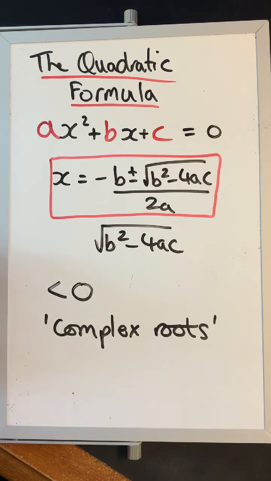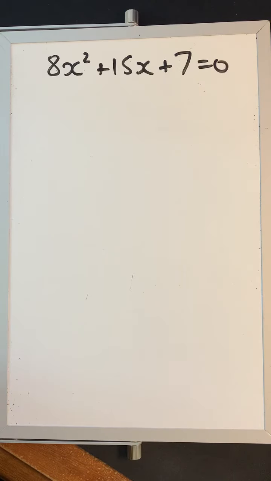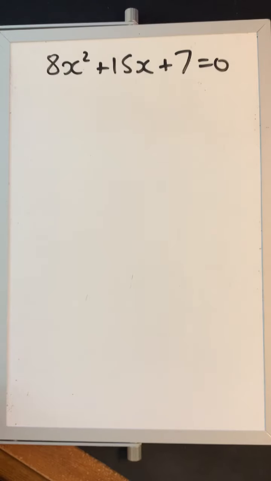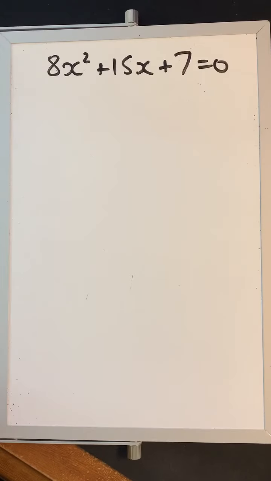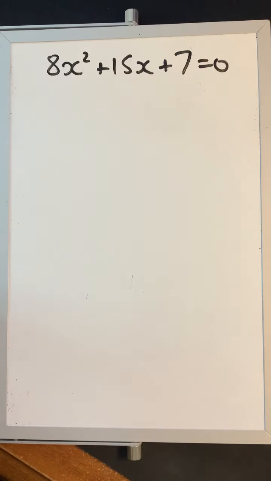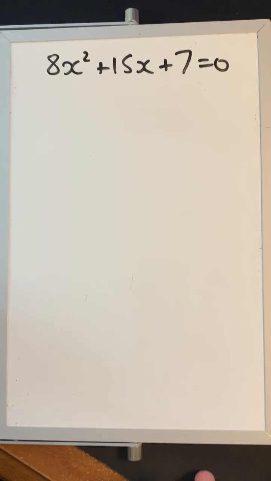Let's have a look then at a solution to a quadratic equation using the quadratic formula. So we've got a quadratic here, 8x squared plus 15x plus 7. Now, when you're using the quadratic formula, it doesn't necessarily mean that it doesn't factorize, of course. But what you've got to weigh up is, looking at this quadratic, would it be quicker for me to use the quadratic formula, or would it waste my time if I went through the rigmarole of trial and error trying to factorize this?